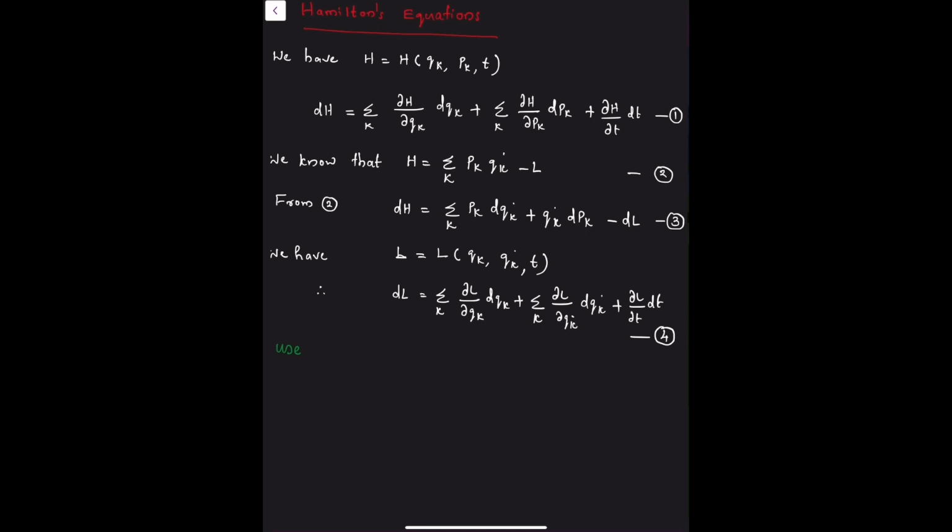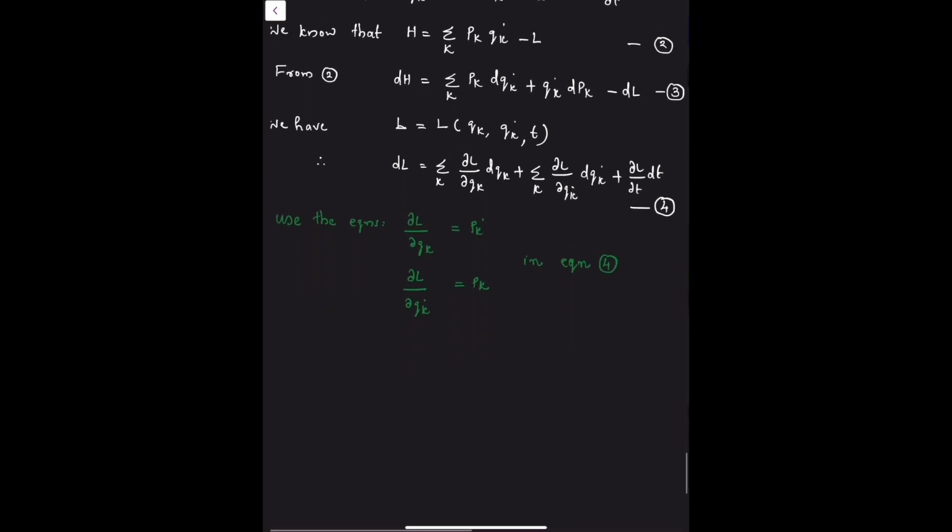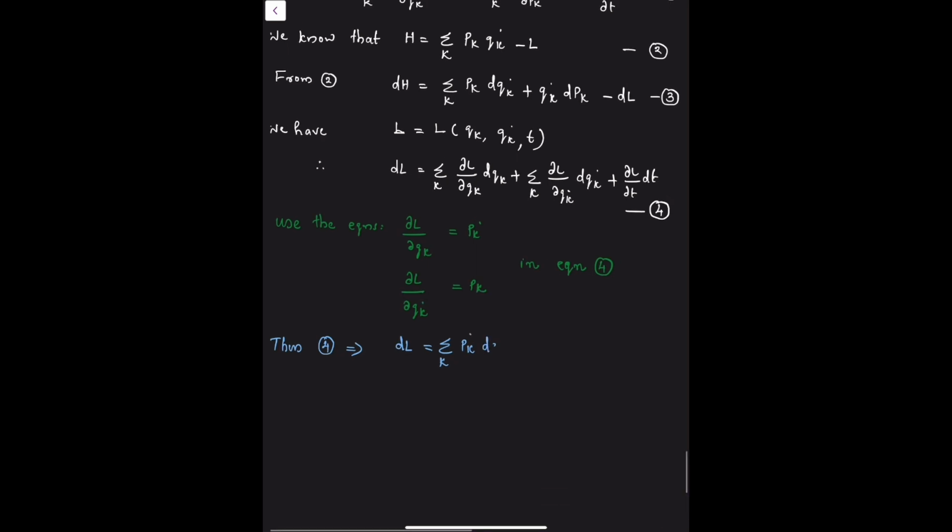Now, to simplify equation 4, use the two formulas we have already studied, that is pk dot equals ∂L/∂qk, and pk equals ∂L/∂qk dot. We have derived these equations. So substitute these in equation number 4. Then dL becomes, the first term is pk dot dqk, plus the second term pk dqk dot, plus ∂L/∂t into dt. Let it be equation number 5.